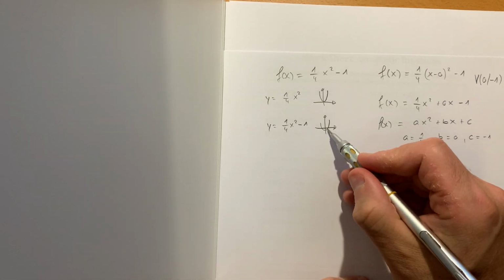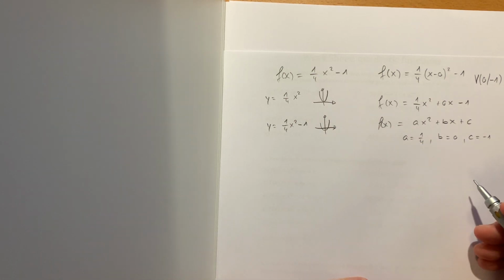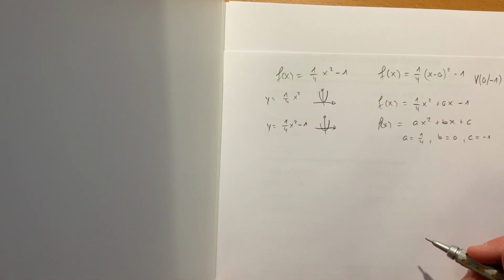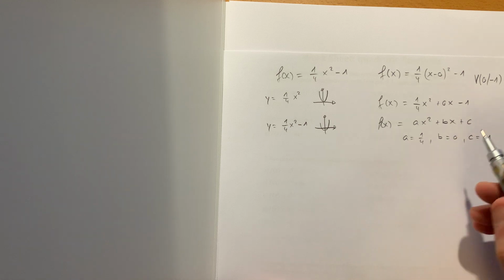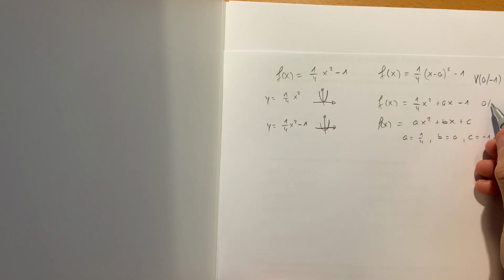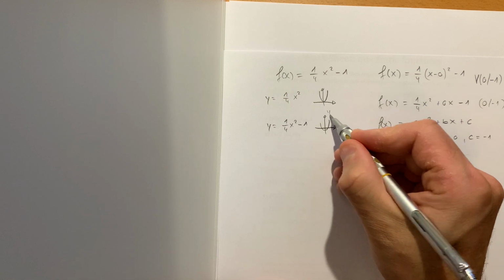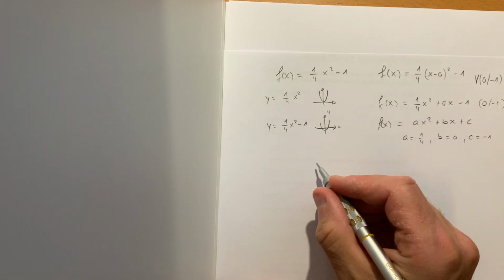Well, now you know that it does have zeros. That's 100% sure. So before we make a qualitative sketch, I'm going to work out the zeros. And we also know that the y-intercept is at 0, minus 1. So it's at the same point as the vertex, which is clear because that's where it intersects the y-axis. So let's work out the zeros.